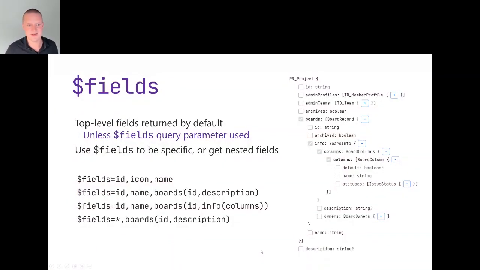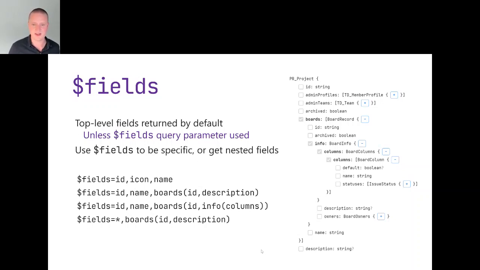One side note, and I didn't really show what the request looks like, but it's probably easier to see on slides. I mentioned that in the response builder, you can select the fields that you want to retrieve from Space, and that is done through a fields query parameter. By default, all of the top level fields are returned by Space. So if you get a project like on the slide here, you would typically get ID, whether it's archived, description, things like that.